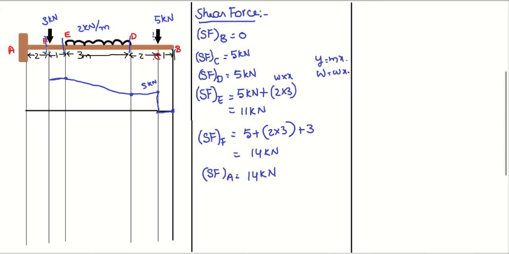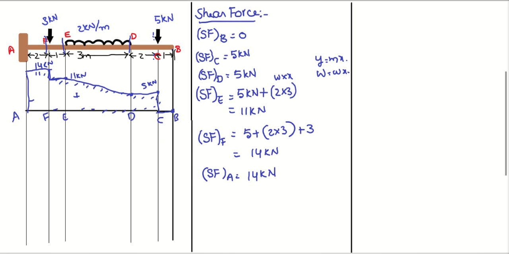And at F, what happens? 3 kilonewton is being added suddenly. So at E this is 11 kilonewton, and at F it is 14 kilonewton. So this is 14 kilonewton, and there is no load in between F and A. So that 14 kilonewton will be continued up to A, and that is positive shear force. This is all positive shear force because it is above the reference line. So to mention the points A, F, E, D, C, B, those points will be reflected over here. So that is about shear force.